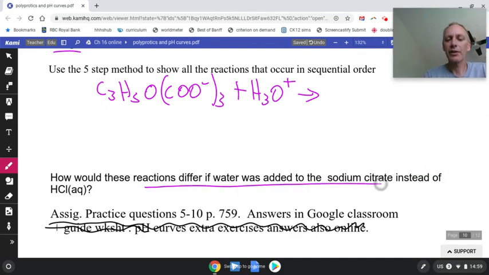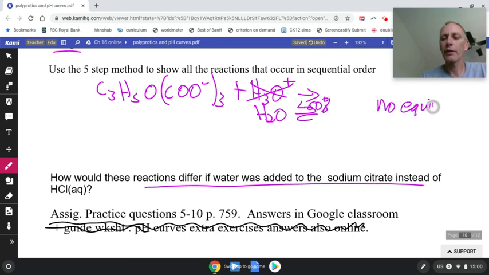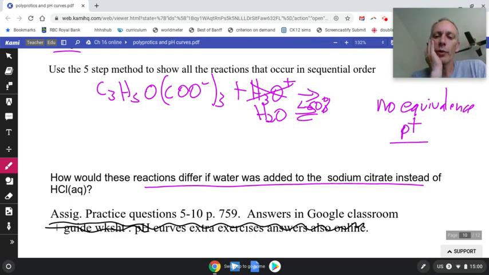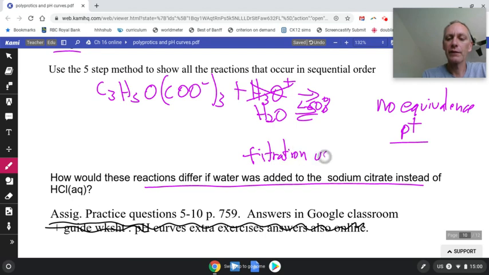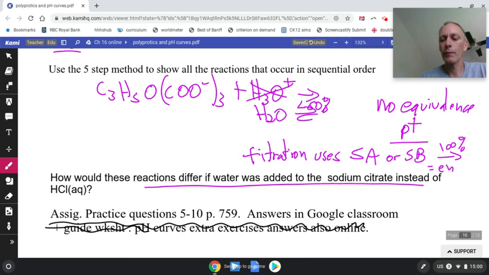How would these reactions differ if water was added? If we change that out and did water instead, we would get less than 50% on the first, and you would get no equivalence point. You only get equivalence points or endpoints when the reactions are complete. That's why in a titration, you always have to use a strong acid or a strong base to get 100%, because only at 100% do you get an endpoint or equivalence point. So water is out.